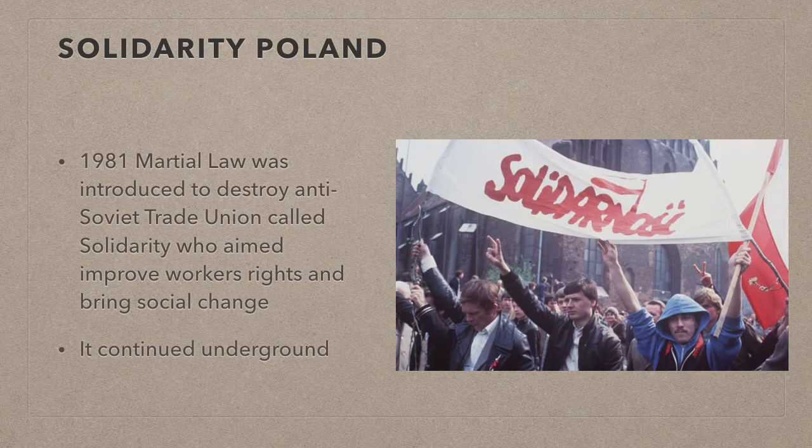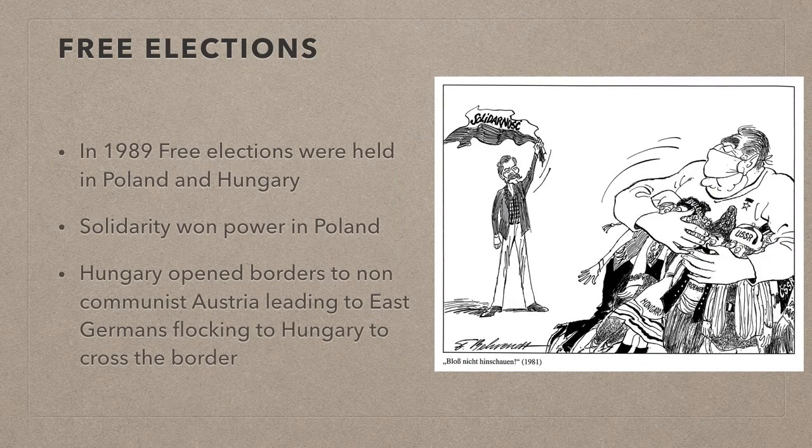The USSR had used a policy of martial law in Poland before the rise of Gorbachev in 1981 to destroy an anti-Soviet trade union called Solidarity, who wanted to improve workers' rights and bring in social change. Despite the attempts to suppress it, it continued underground. In 1989, using Gorbachev's Glasnost policy, both Poland and Hungary called for free elections.